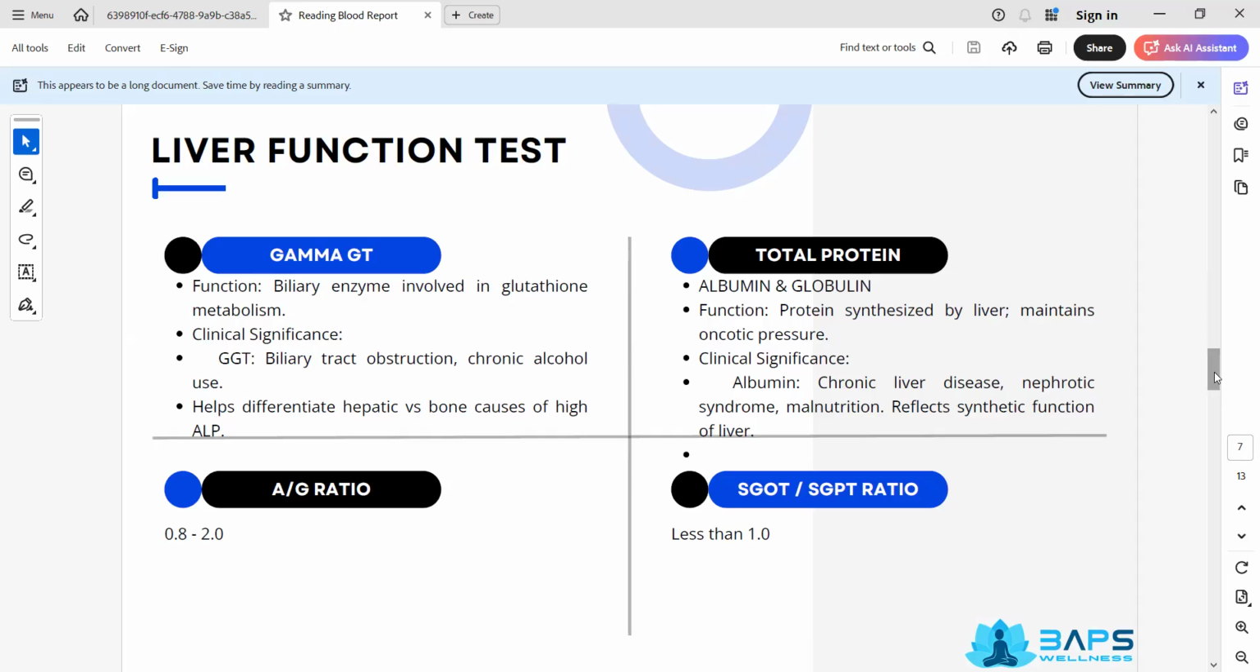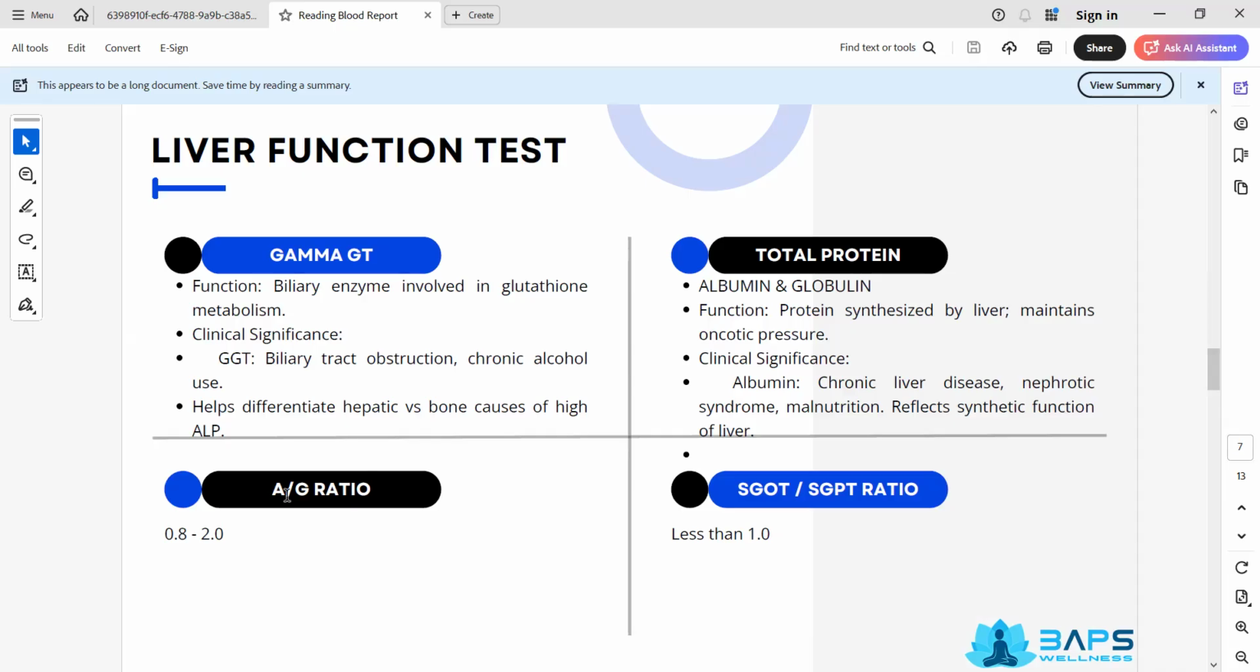Then we have total protein. There are two types of protein. One is albumin, another one is globulin. These are synthesized by the liver and maintain the oncotic pressure, the osmotic pressure inside the cellular pressure. So in chronic liver diseases or nephrotic syndrome or malnutrition, this albumin will be erratic.